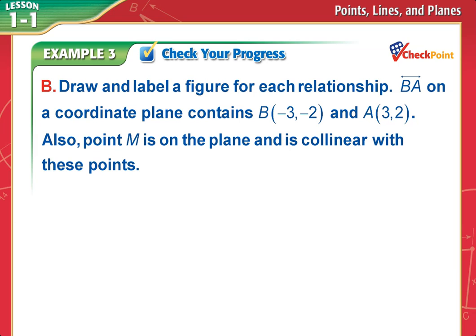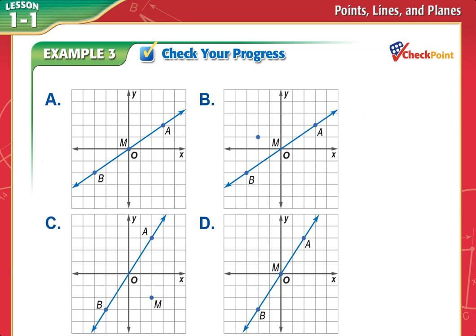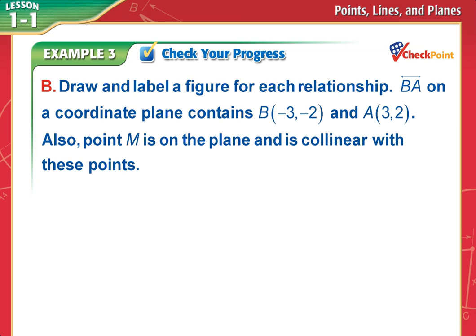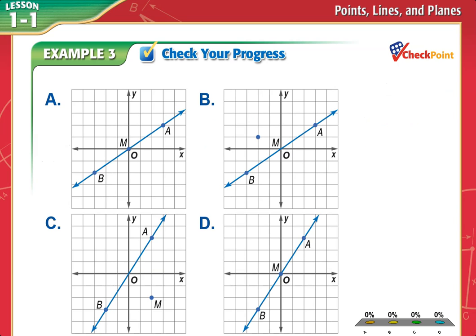Draw and label a figure for each relationship. Line BA on a coordinate plane contains (-3, -2) and (3, 2). Also, point M is on the plane and is collinear with these points. So we're looking for which example does all three of those. Again, point M is on the plane and is collinear with these points at (-3, 2) and (3, 2). And the answer is A.